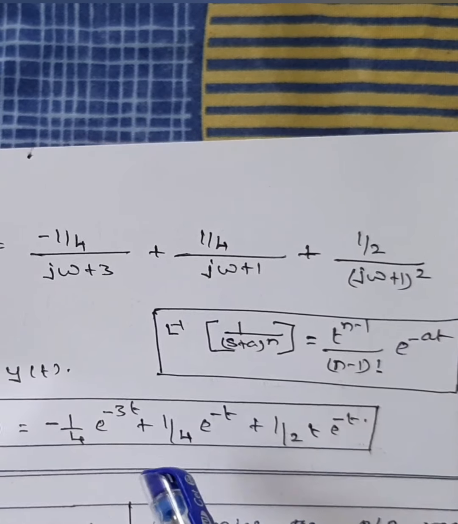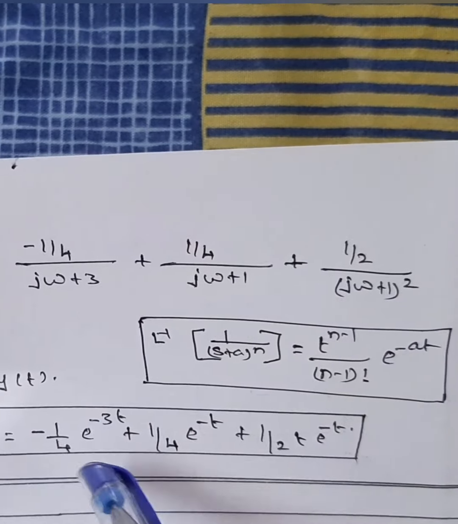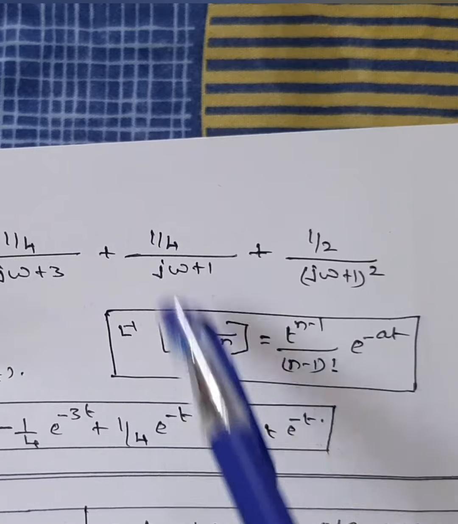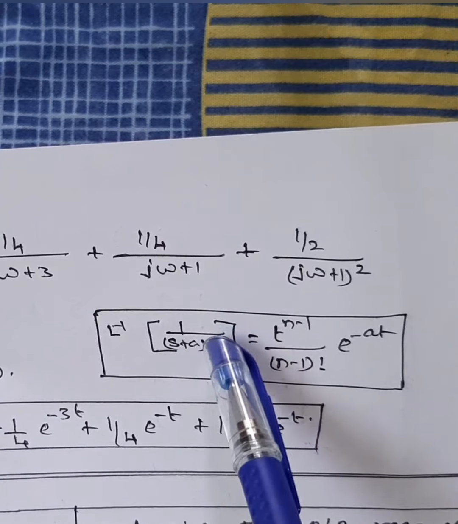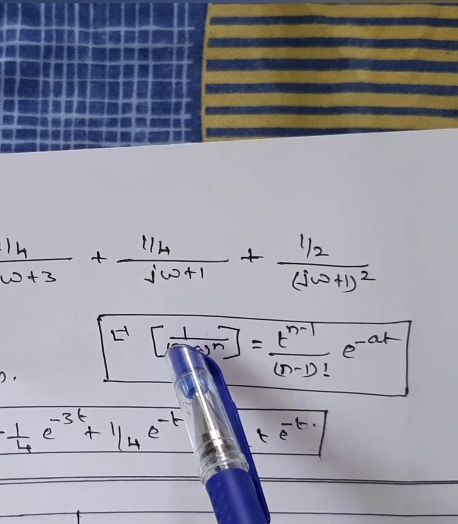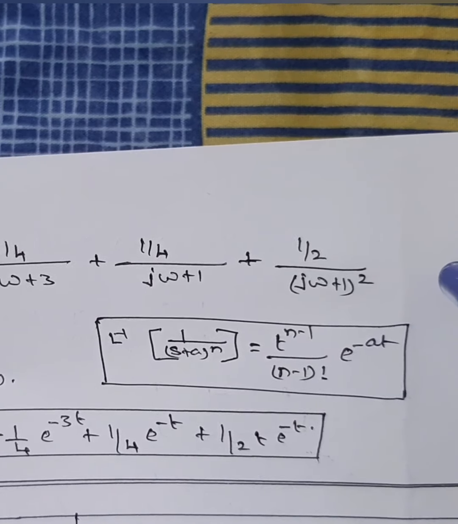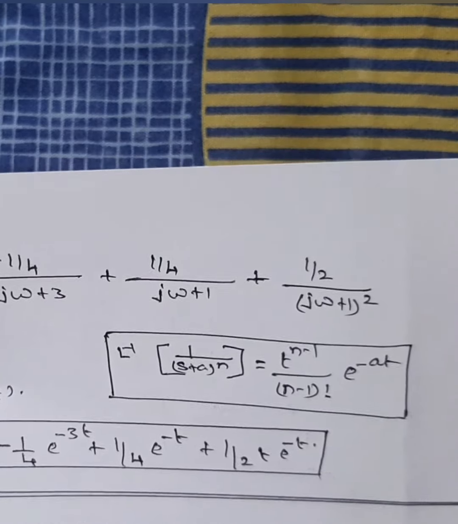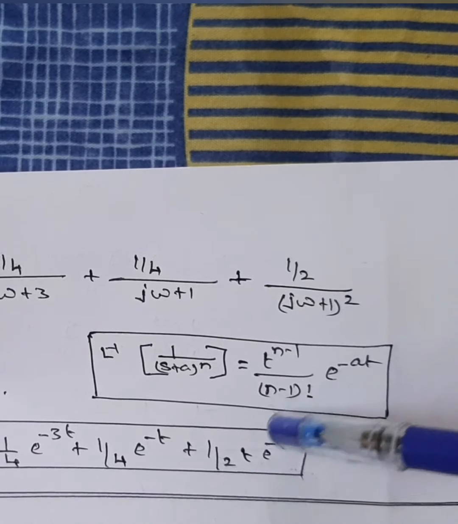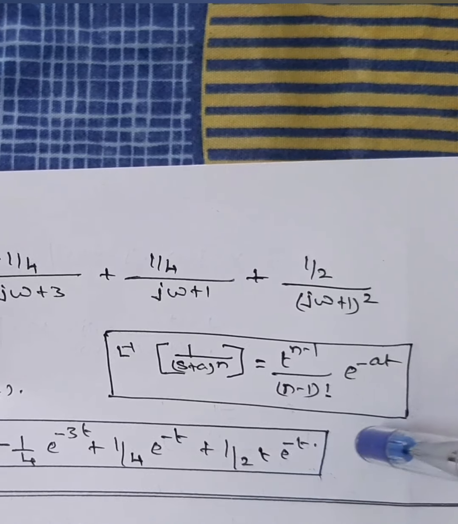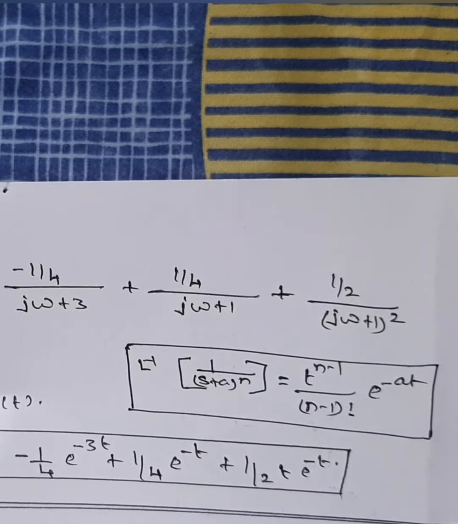Now apply the formula for the inverse transform. If you apply the Fourier transform, you get e power minus 3t, e power minus t, and here, you know the Laplace transform of 1 by (s+a) the whole power n is t power n minus 1 divided by (n minus 1) factorial into e power minus at. In the place of s you can put jω, because all are transforming to the t domain only, so the formulas are somewhat the same. Here t power n minus 1, so 2 minus 1 is 1, divided by 1 factorial, e power minus t, so you get t.